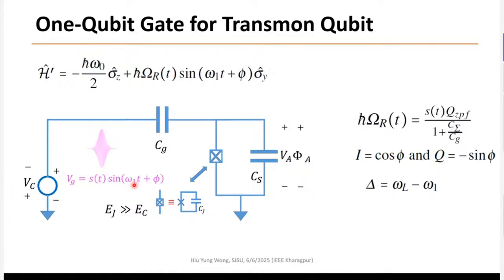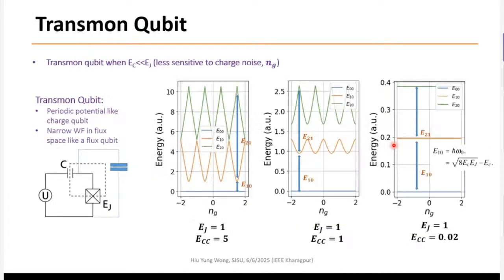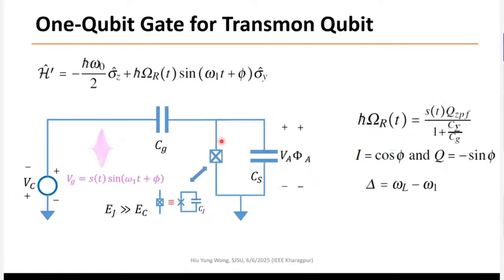If you go through the math, you find that the Hamiltonian has a sigma z term. It also has an omega r and sigma y. And we just said that if you get a sigma y term, you will be able to rotate about the y-axis. If you have sigma z, you will be able to rotate about the z-axis. So I just need to make this coefficient correct. Then I can do whatever rotation I want.